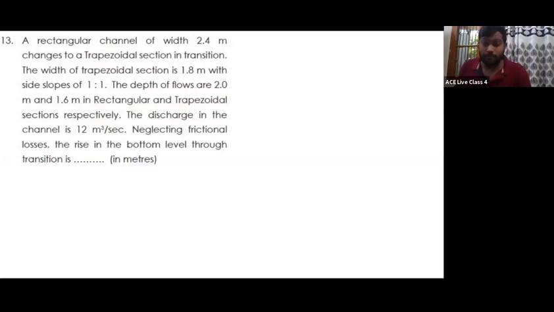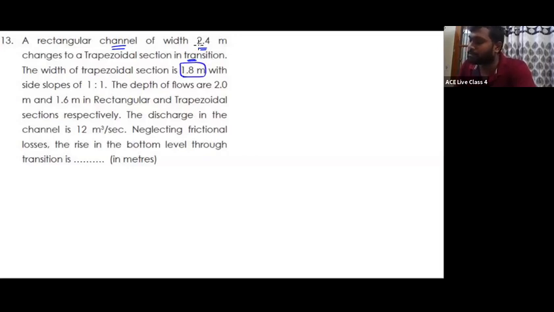And there is one more question, and this exactly predicts the actual behavior in reality. Now please have a look at this question. A rectangular channel of width 2.4 meters changes to a trapezoidal section in a transition. The width of the trapezoidal section is going to be 1.8 meters, and the width of the rectangle is going to be 2.4 meters.